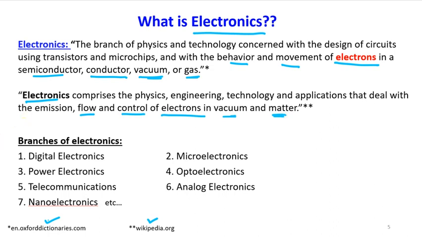Here we have listed some of the popular branches of electronics. I am quite sure you have definitely heard of these branches. One is detail electronics, right? Second one is microelectronics, then power electronics, optoelectronics, telecommunications, analog electronics, nanoelectronics, and the list goes on. Let us also see the different components of electronics on the next page.